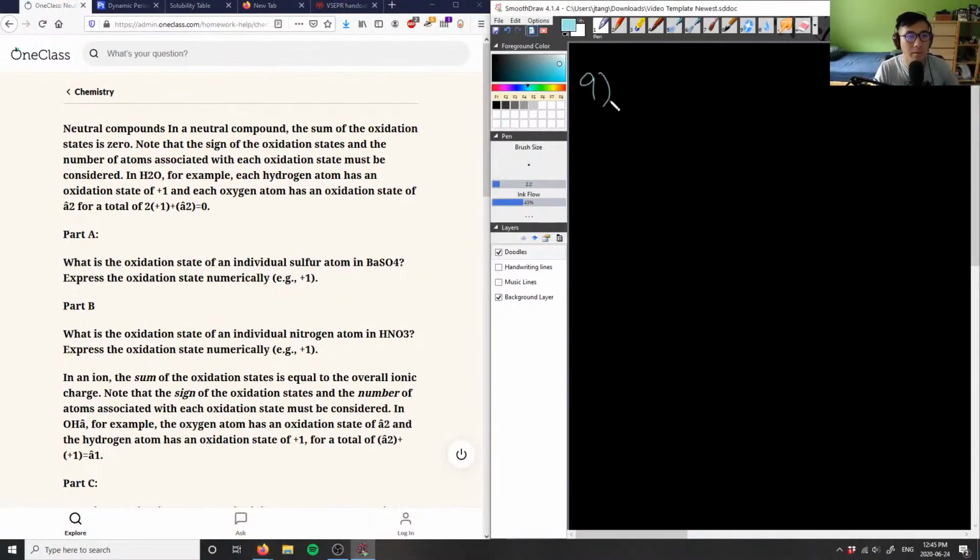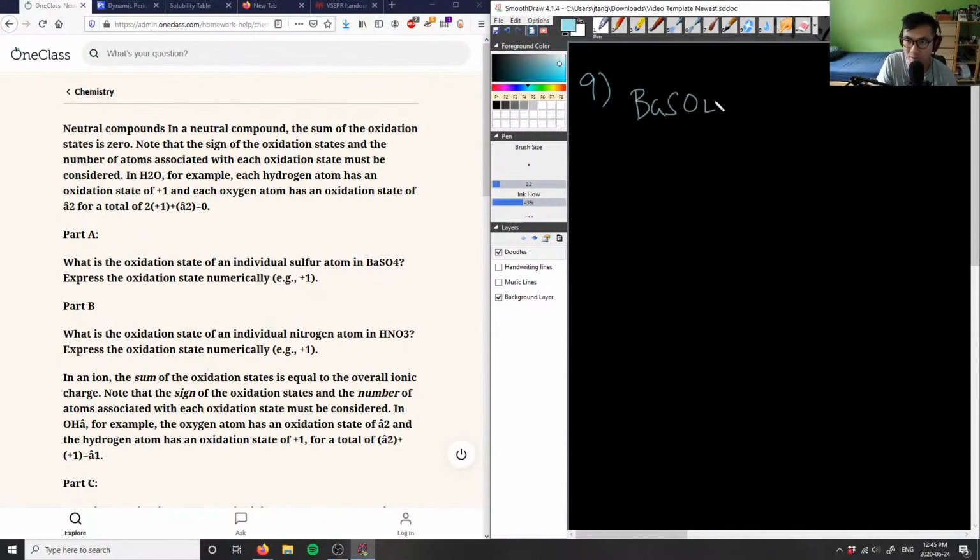So it says neutral compounds. In a neutral compound, the sum of oxidation states is 0. Note that the sign of the oxidation states and the number of atoms associated with each oxidation state must be considered. In H2O, each hydrogen atom has the oxidation state of +1, and each oxygen atom has an oxidation state of -2, for a total of 0. So it's asking us what is the oxidation state of an individual sulfur atom.